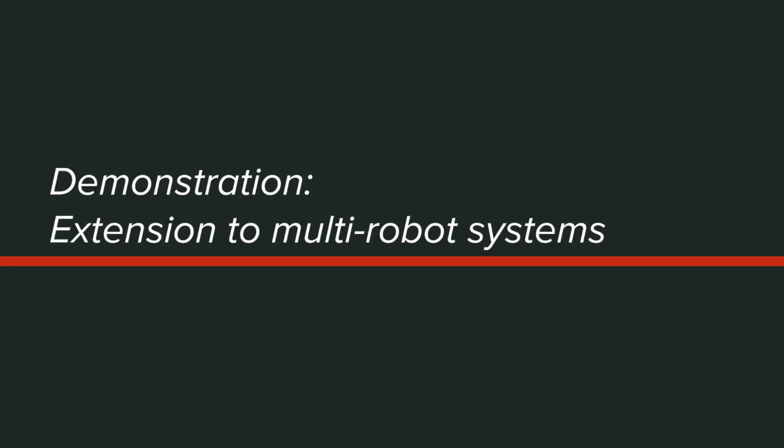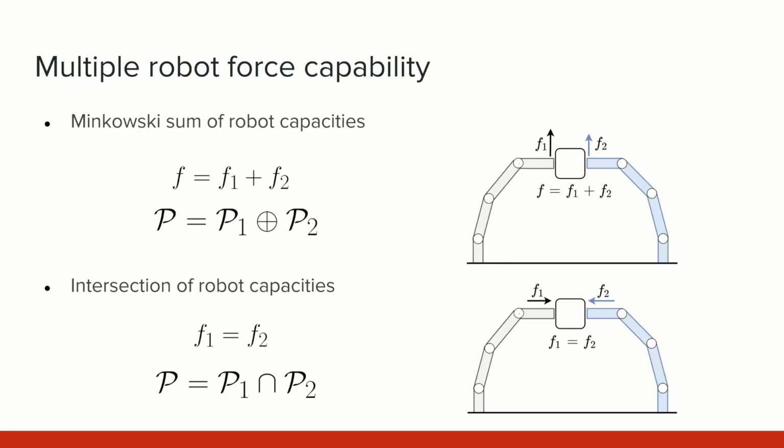Force polytopes allow for calculation of the exact force capacity of multiple robotic systems as well. One typical scenario is when multiple robots apply forces in the same direction. Then their contributions are summed, and their common capacity can be calculated as a Minkowski sum of their polytopes. The other typical scenario is if the robots apply forces that exactly cancel each other. Then their force capacity is defined as the intersection of their polytopes. Both Minkowski sum and intersection can be calculated in real time using our algorithm.